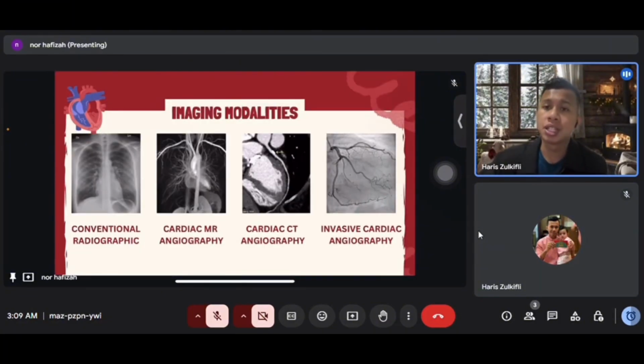Okay, now we will go to the imaging modalities. Sorry. For imaging modalities, we will use four types, which are conventional radiography, cardiac MR angiography, cardiac CT angiography, and invasive cardiac angiography.